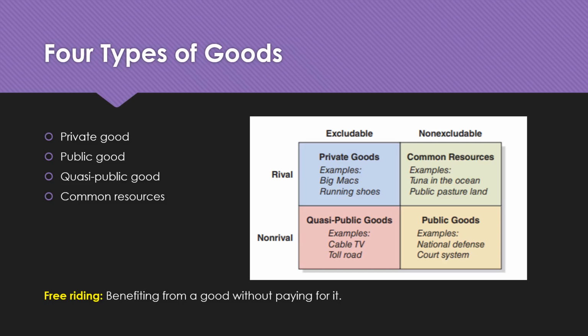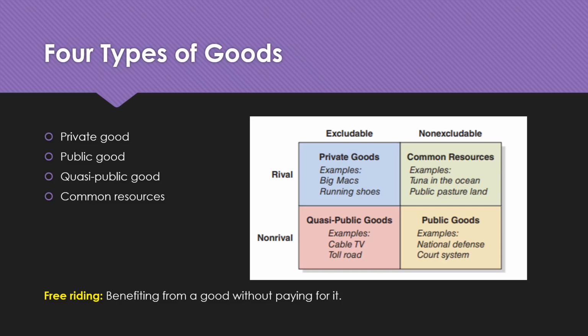Now, there are quasi-public goods which are non-rival, meaning that just because I paid for it doesn't mean that somebody else can't have access to it. So that's a quasi-public good. It's actually somewhere between public and private. It's not really public because it's excludable. If I don't pay for it, I can't have access to it.